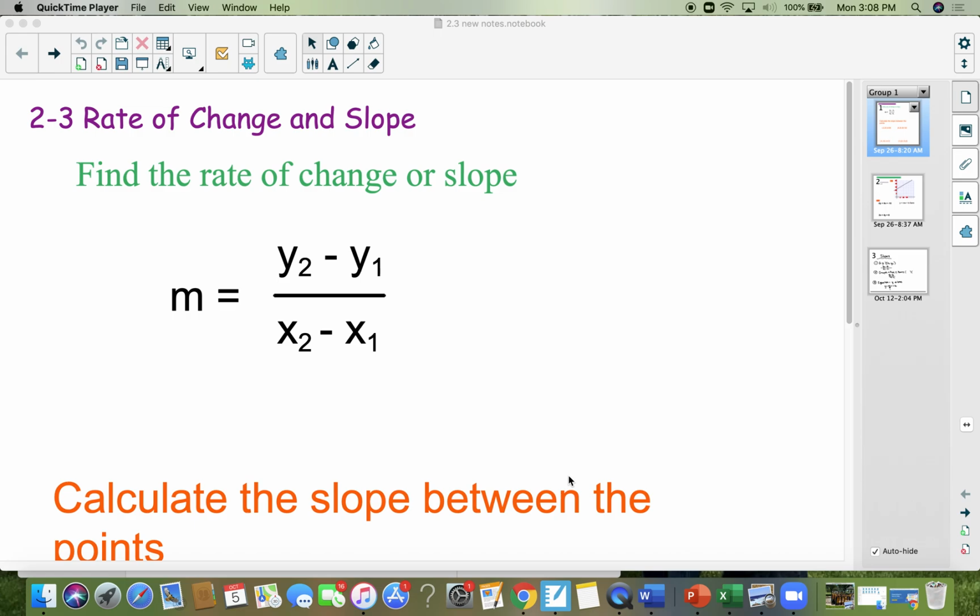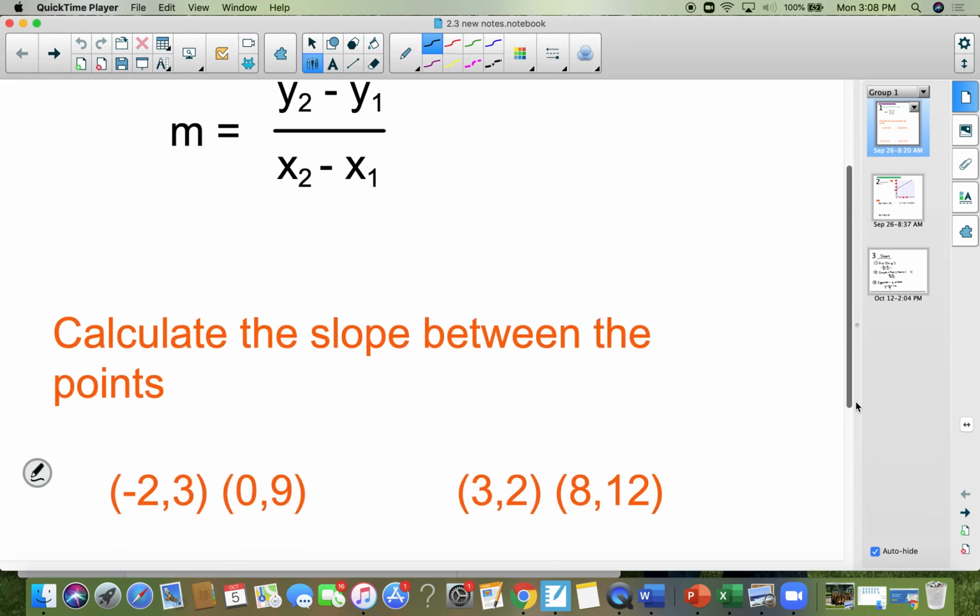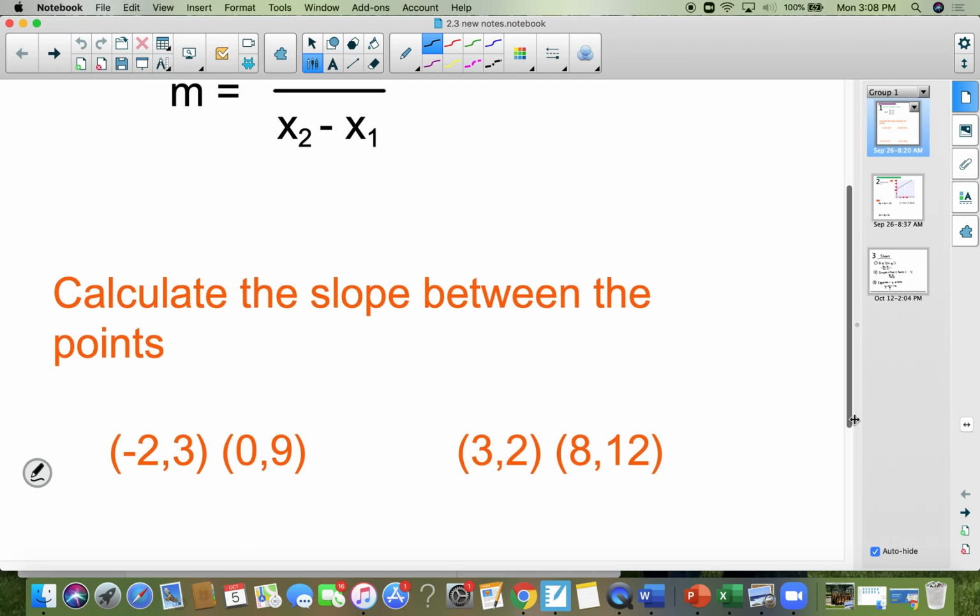Okay, today we're going to figure out how to find the slope, which is also called the rate of change. And this is the formula to find the slope: the second y minus the first y divided by the second x minus the first x. Okay, so we're going to use this formula to help us solve these types of problems. Calculate the slope between the points.